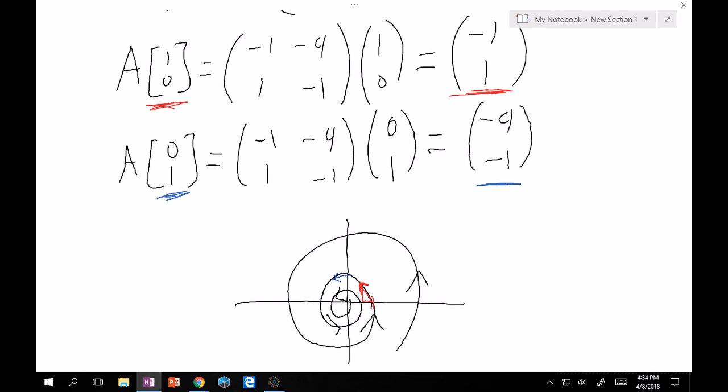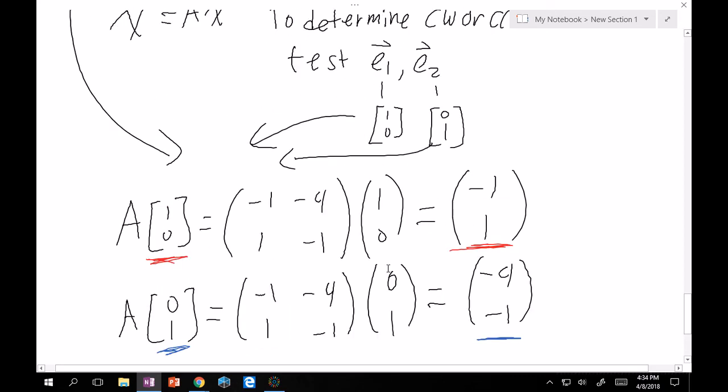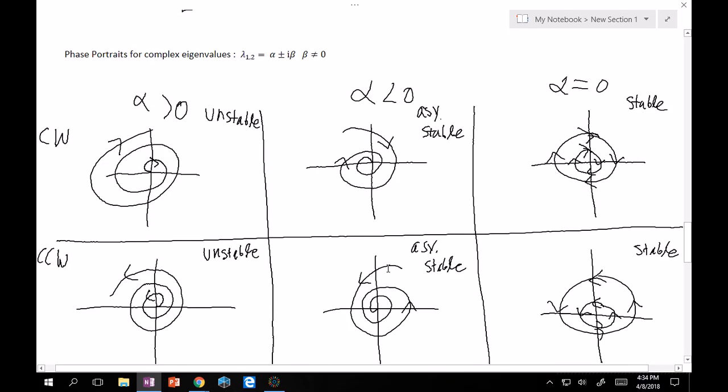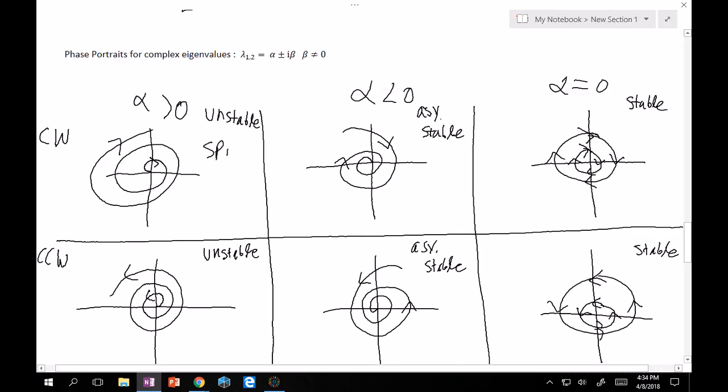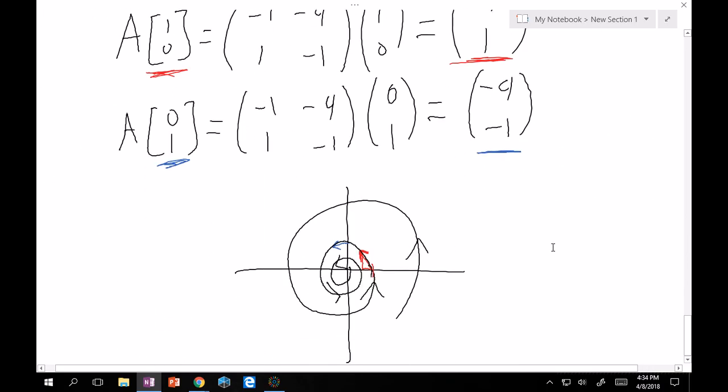Just to reiterate, I don't know if I wrote it. Yeah, I didn't write it up here. Let me go ahead and write this. These are called spirals. And these are called centers, because they don't spiral, they just sit there and they're kind of like centers. You can also call them circles if you'd like, but centers is the more appropriate term.